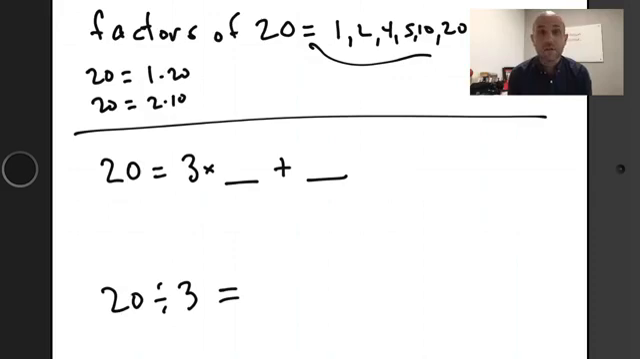Okay. So I'm thinking about my 3's facts, and I know 3 times 6 is 18, and 3 times 7 is 21. And it's really important to not go past this number here. So 3 times 7 is too big. So I'm going to put a 6 there. And now my question to you is, what number would I put in this blank here so that I make 20? And you can type your answer in.